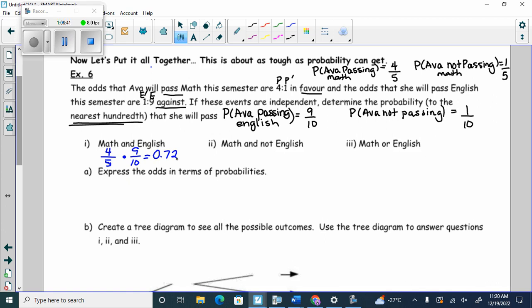Okay, this one says that she will pass math but not English. What do I do? Math? 4 out of 5. And not English. So 1 out of 10? Yeah. So it's 4 out of 50. Or 8%. 0.08.